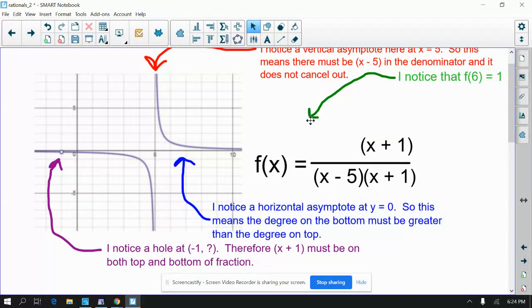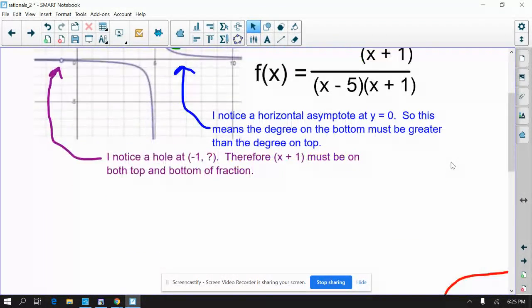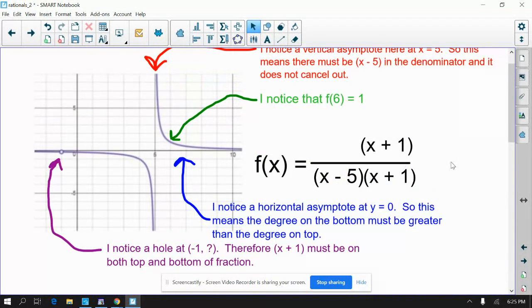And just to be extra careful, I notice that f of 6 equals 1. So if I plug in 6 into these x values, do I actually get 1? And yes, you do. Hopefully you can see that without writing it down. First of all, this 6 plus 1 is 7, and this is 6 plus 1, which is 7. So those two 7s cancel out, leaving you with 1 in the numerator. And then in the denominator, you have 6 minus 5, which is 1. So 1 divided by 1 is 1.